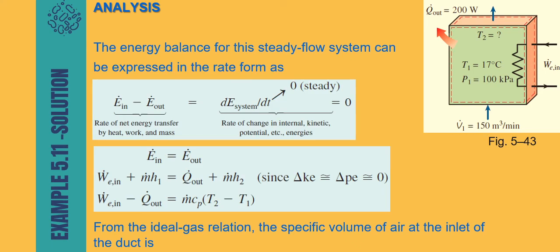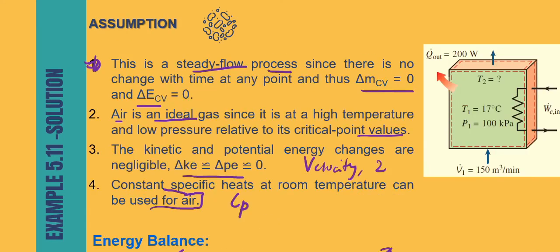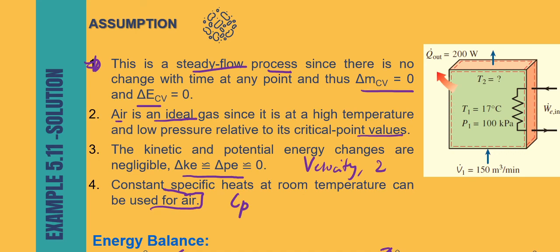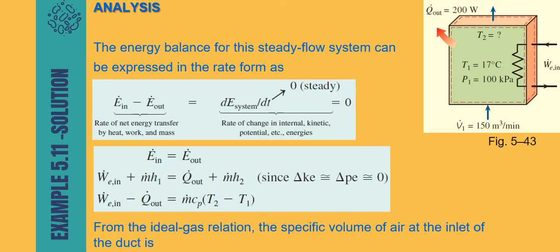Before that, what do you need to find? You need to find the exit temperature. You have all these values: W in, Q out, and H can be calculated by using Cp delta T. Temperature T1 is there, but you don't know T2, and you don't have the value of m. So you need to find the mass flow rate first.